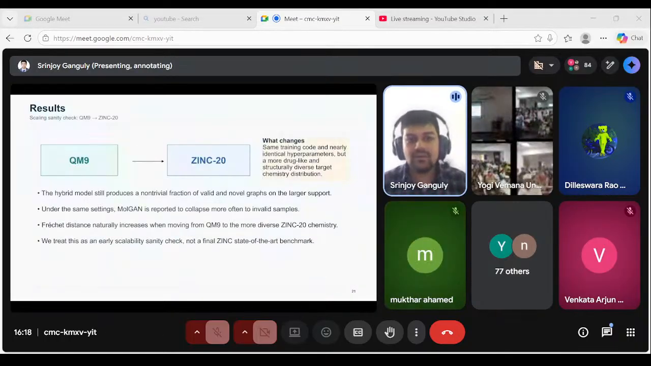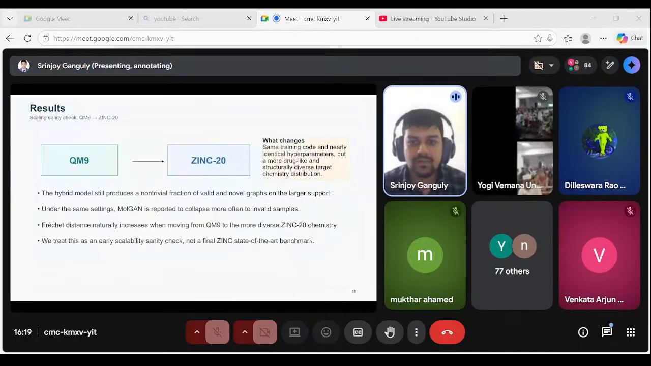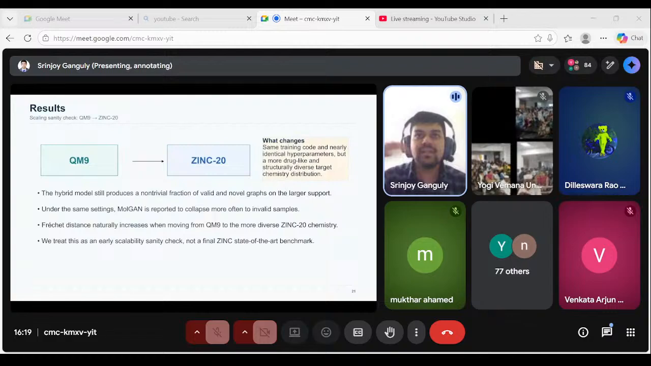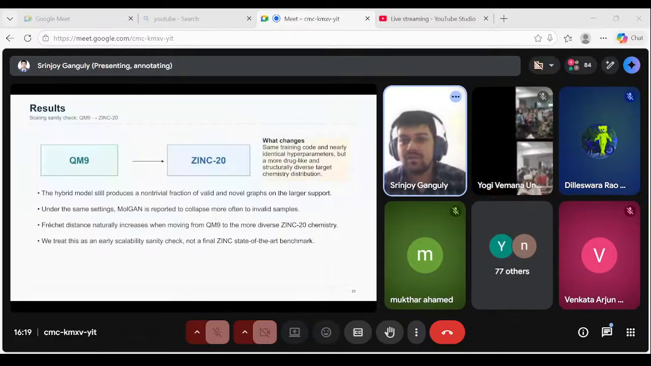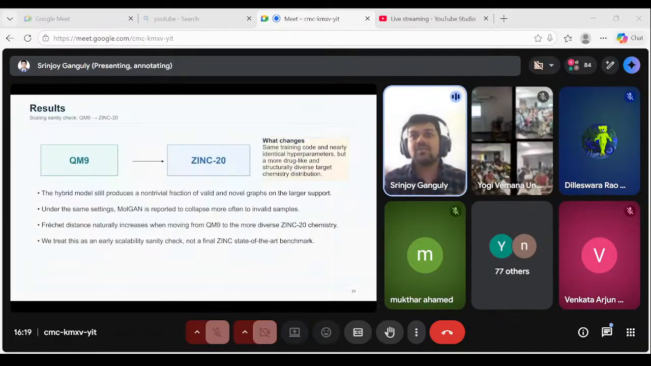And I have also covered that we run ZIG20 as well. It's a more diverse chemistry data set, and this is just for a scalability sanity check, not a proper state of the art benchmark. But it gives you an idea of how your model is performing, because you want to try different data sets of the same sort of problem. Like QM9 has a lot of molecules, ZIG20 has better molecules. So you want to try different data sets and check whether your model is really good or not.